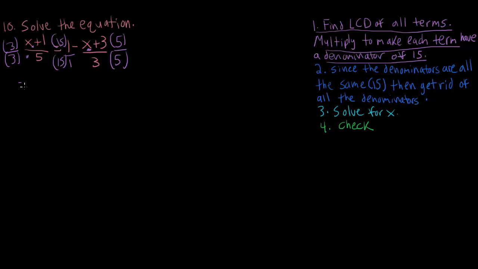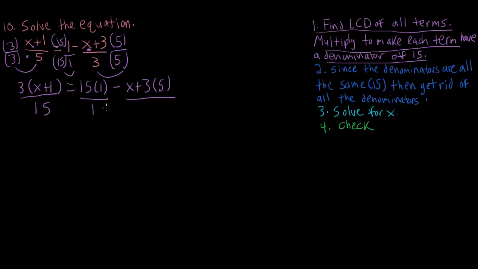So we end up having 3x plus 1 equals 15 times 1 minus x plus 3 times 5, and our numerator is 3 times 5 is 15, 15 times 1 is 15, 3 times 5 is 15, so we have the same denominator.